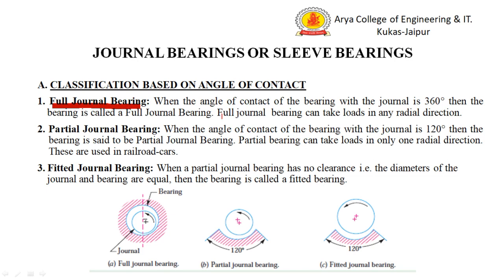It can take loads in any radial direction. This is an example of a full journal bearing in which the angle of contact is 360 degrees. These bearings can take loads in any radial direction. Second is the partial journal bearing, in which the angle of contact is 120 degrees. This is an example of a partial contact bearing. This bearing can take loads in only one radial direction.